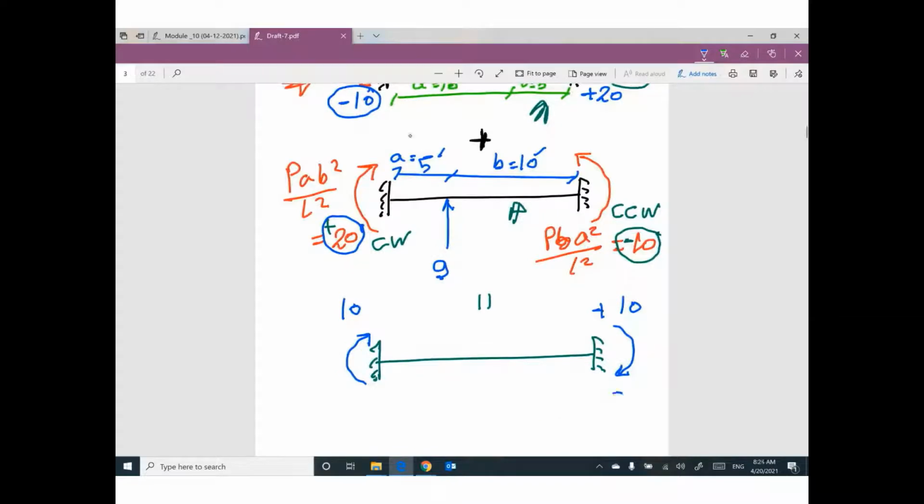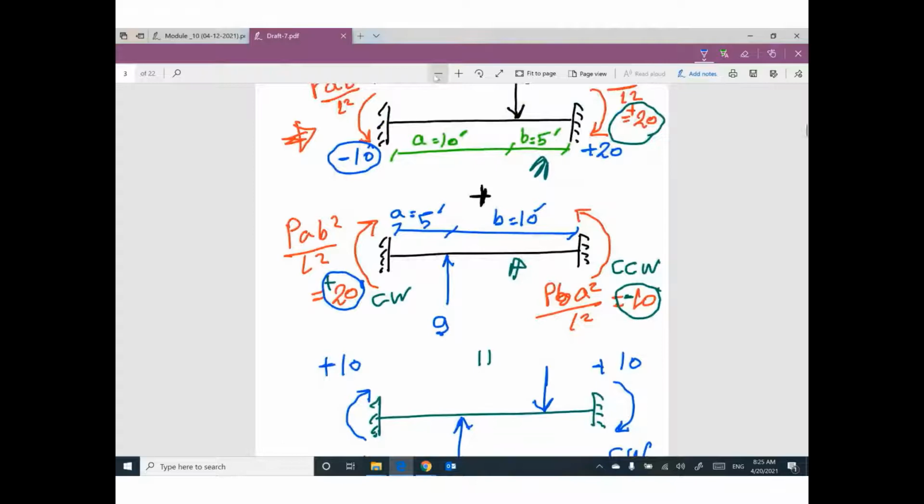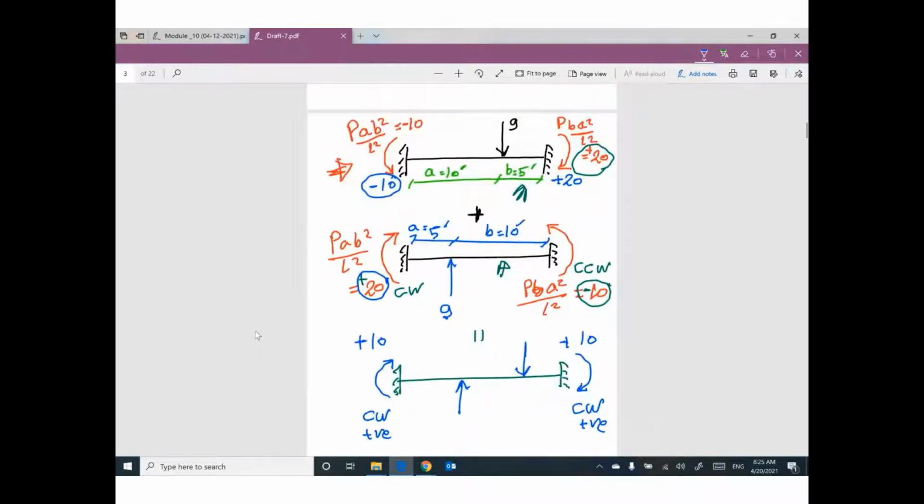So this one will be clockwise and this one will be clockwise. Why clockwise? Because it's a positive, due to the concentrated load here and the concentrated load here. Does that make sense? Guys, do you have any question regarding this one? Do you know how to solve it?